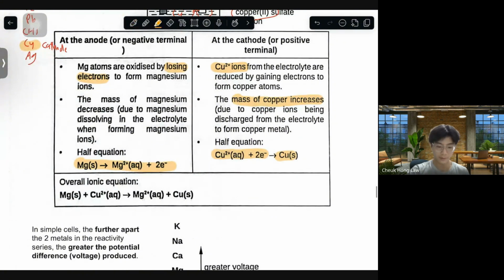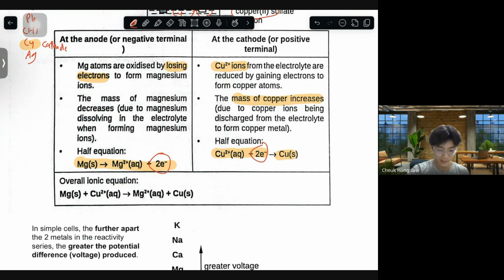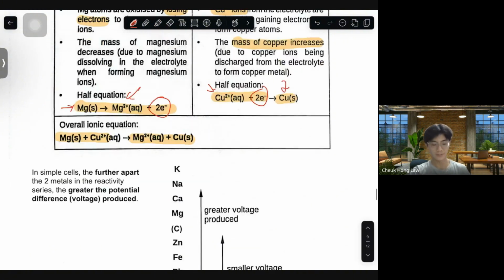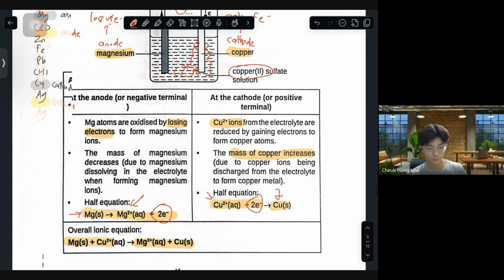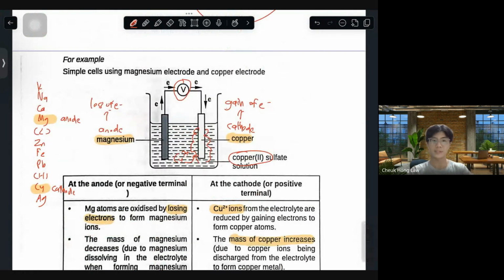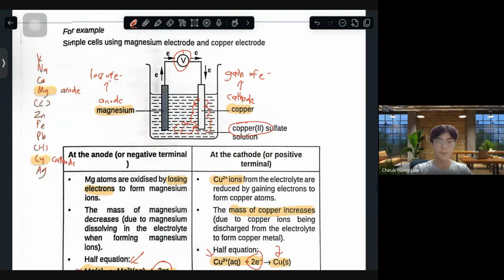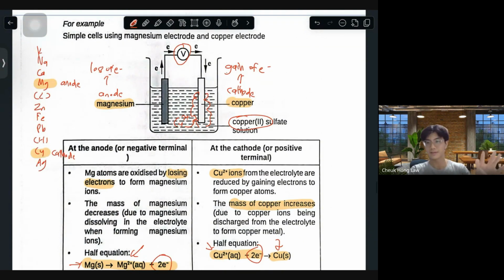Then your overall ionic equation, you just balance the electrons and combine them. The electrons are already balanced, right? So I combine the left-hand side, which is Mg and Cu2+, and then the right-hand side, we have Mg2+ and Cu. That's the overall ionic equation. There is no answer for this. This is just showing you the whole process. Then if they ask you what happens at the anode, you should be able to say it.